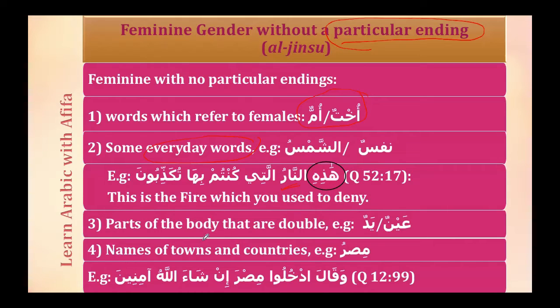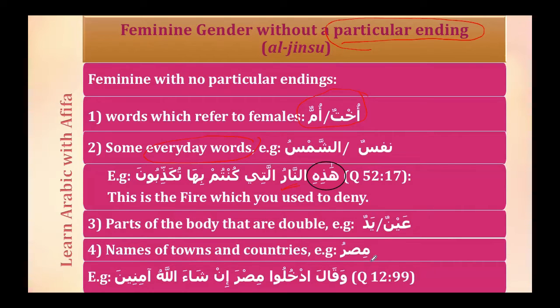Now, again, parts of the body that are double are feminine. We will talk a little bit more about this on the next screen, on another slide. Parts of the body that are double are feminine. We will revisit this one in a few minutes. The names of towns and countries are also feminine. That's pretty easy to remember. Towns and countries are always feminine.